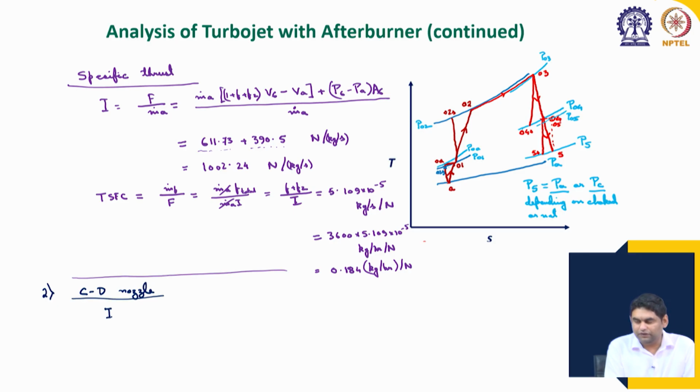In that case, what will be the expansion? Expansion will go until the pressure is equal to atmospheric pressure, because there we are not restricted to the choke pressure. In the divergent part, we can go to lower pressure. So, then in that case, what is the value of specific thrust and thrust specific fuel consumption, you should find out.